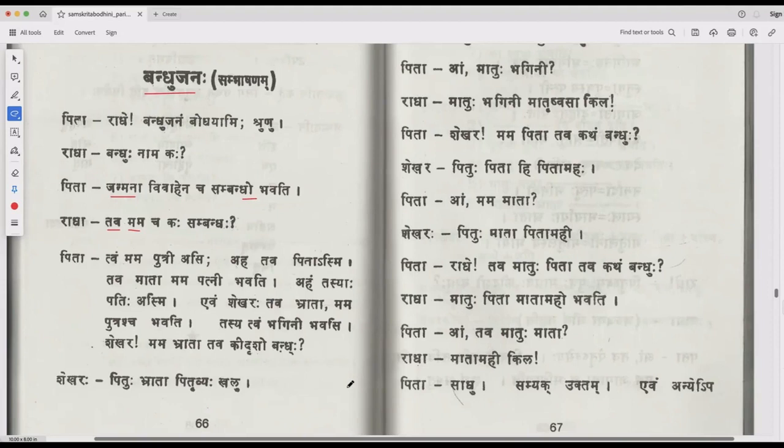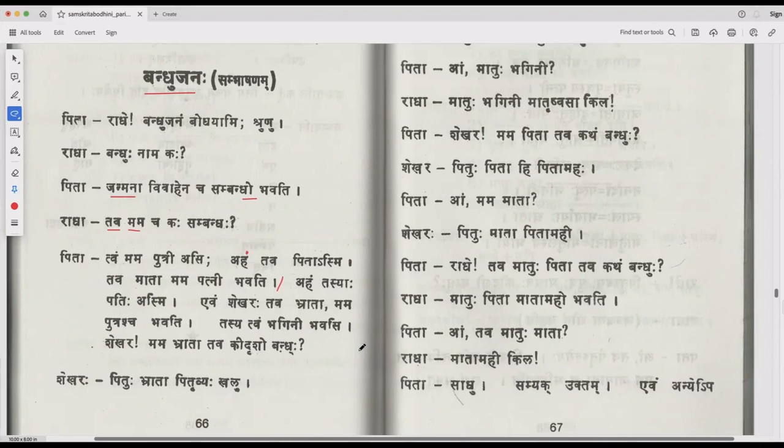Tvam mama putri asi. Aham tava pita asmi. Translate. Tava mata mama patni bhavati. Aham tasyaha pati asmi. Sorry. Hold on. Go on. Now, first translate the first three sentences and then move on. Tvam? You, mama? Tum meri putri ho. Okay. Main tumhara pita hu. You are my daughter. I am your father.